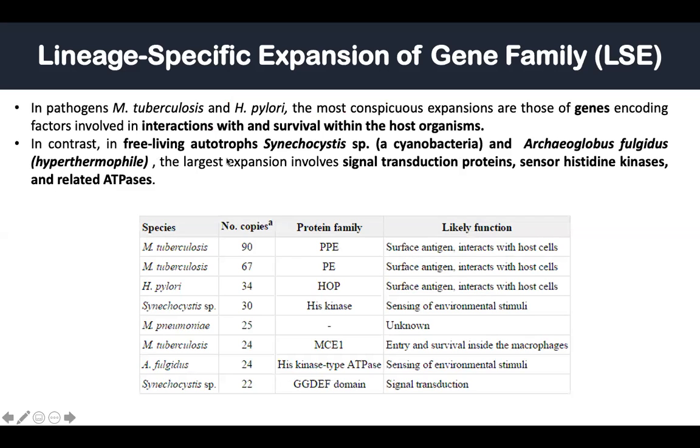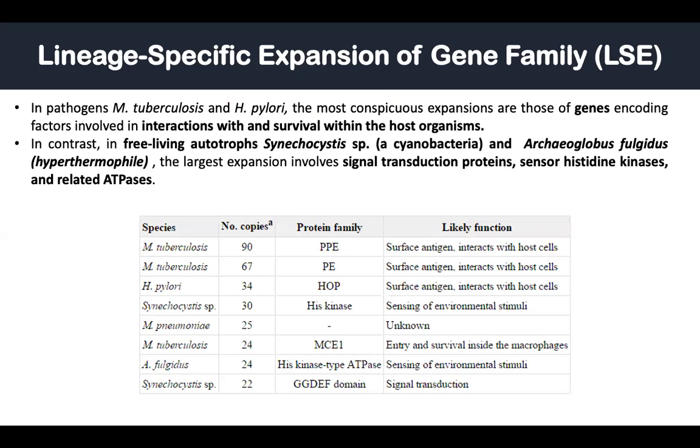They need these genes that interact with and survive within host organisms. In contrast, if you look at genomes of free living autotrophs that don't depend on a host, for instance, an example is Cyanobacterium species, and A. fulgidus, which is a hyperthermophile.